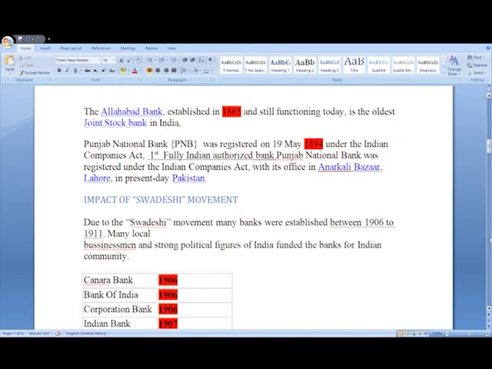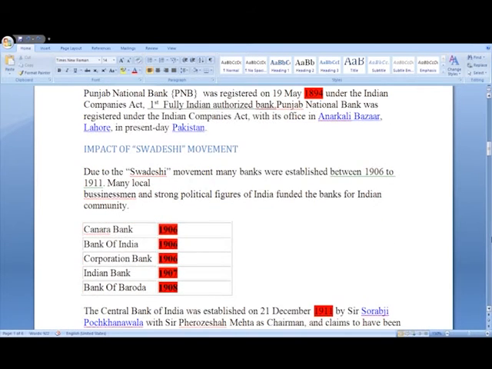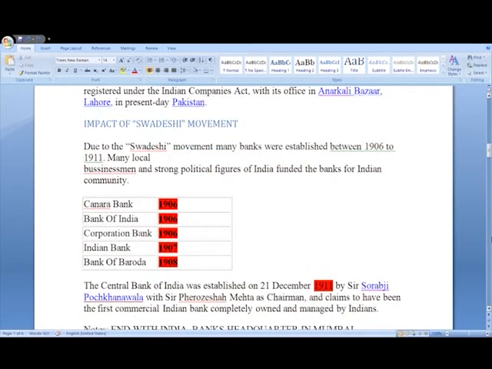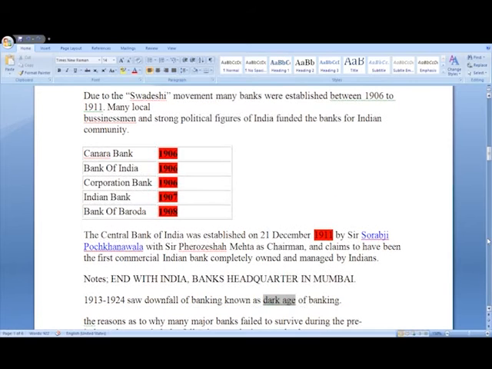Due to the Swadeshi movement, many banks were established between 1906 and 1911. Many local businessmen and strong political figures of India funded the banks for the Indian community. Canara Bank 1906, Bank of India 1906, Corporation Bank 1906, Indian Bank 1907, Bank of Baroda 1908.